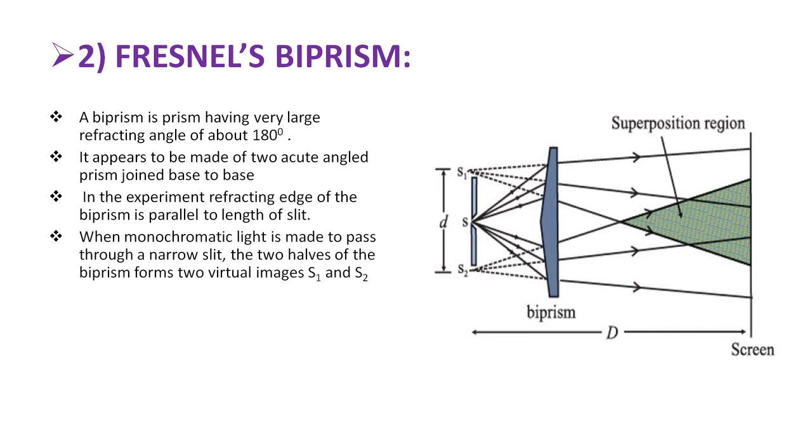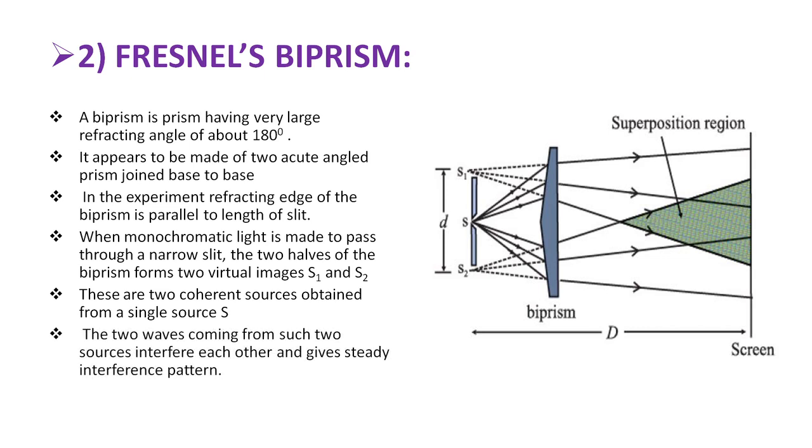When monochromatic light is made to pass through the narrow slit, the two halves of the prism form two virtual images S1 and S2. These are two coherent sources obtained from a single source. Here the light from this source intersects on the biprism. After refraction, we get S1 and S2. These are the two virtual sources obtained from the single source S, and therefore the two waves coming from the two sources interfere with each other and give a steady interference pattern as shown in the figure.